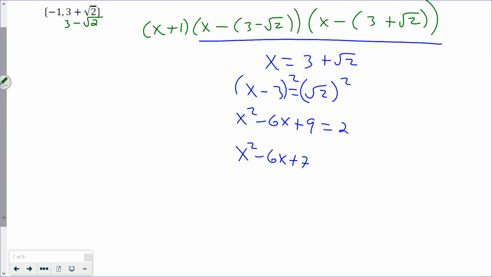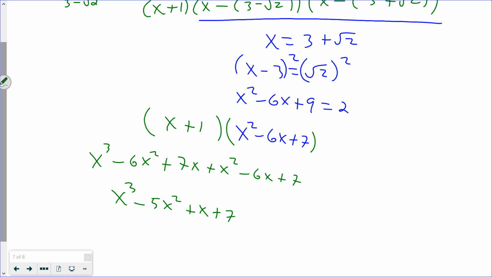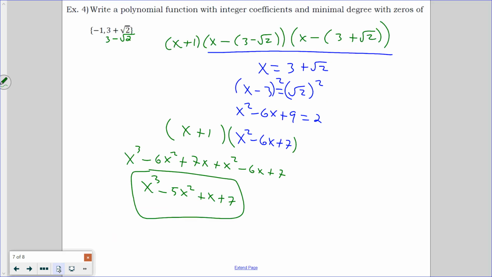And then we can multiply the x squared minus 6x plus 7 with x plus 1. So let's go ahead and multiply with x plus 1. When you do, you get x cubed minus 6x squared plus 7x plus x squared minus 6x plus 7. Add my terms: x cubed minus 5x squared plus x plus 7. And that's your final answer.